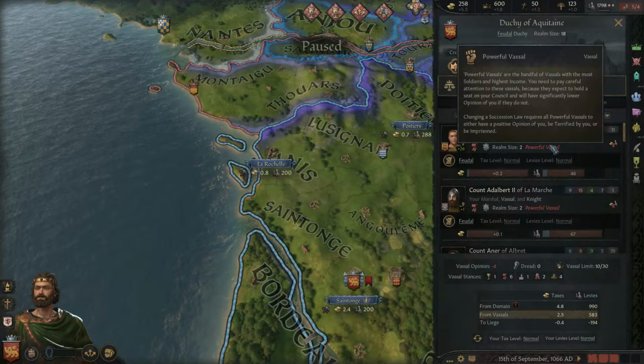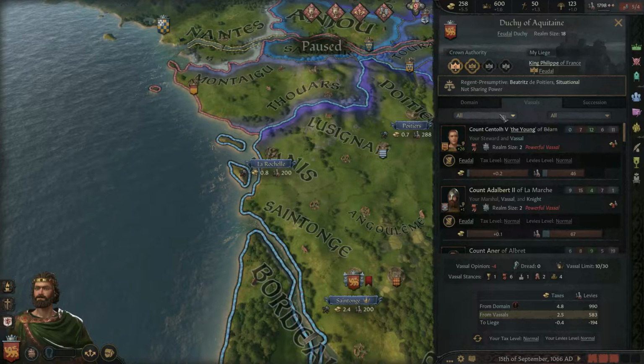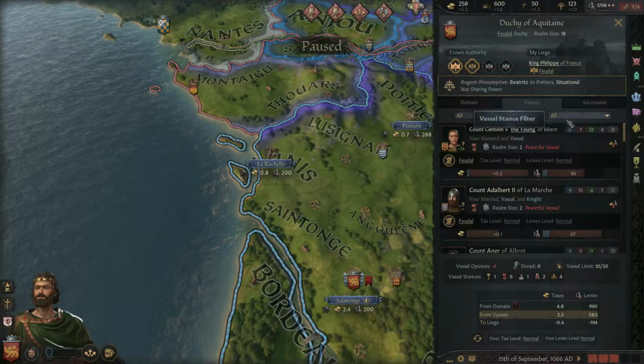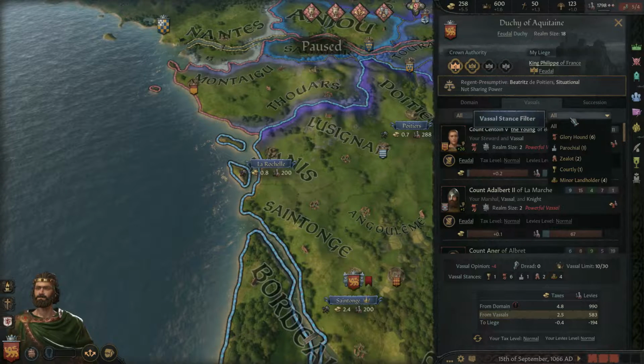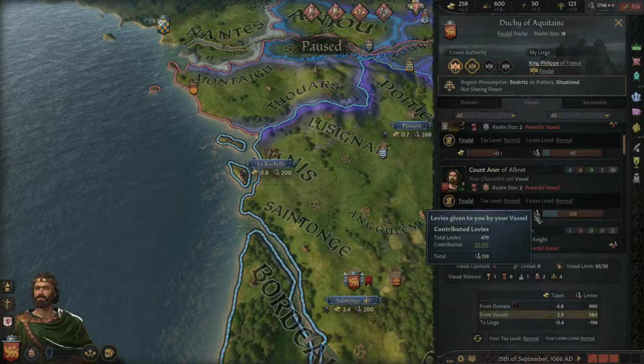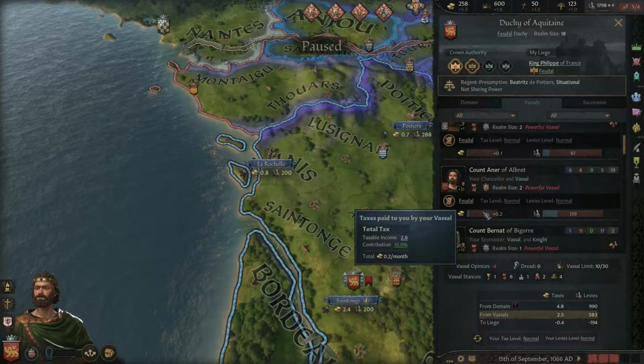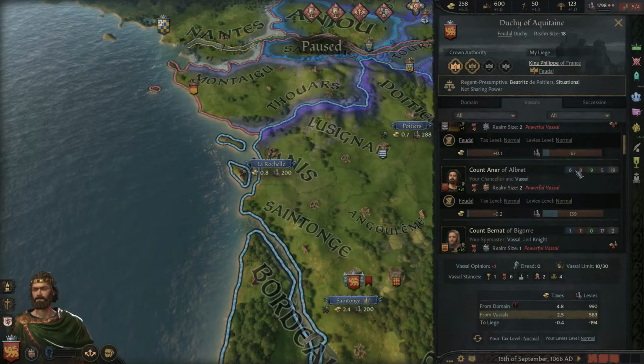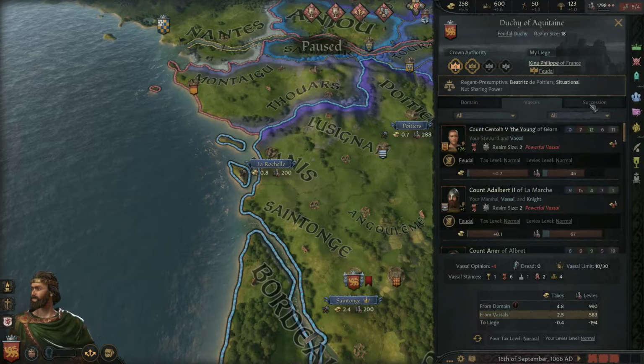Vassals, again, here's a list of your vassals, and again, you can kind of choose which kind of vassals or how you want to sort them out. You can see again how much levies, how much men, and how many taxes they are giving to you, as well as their legitimacy, and their stats here are quite a concise place.